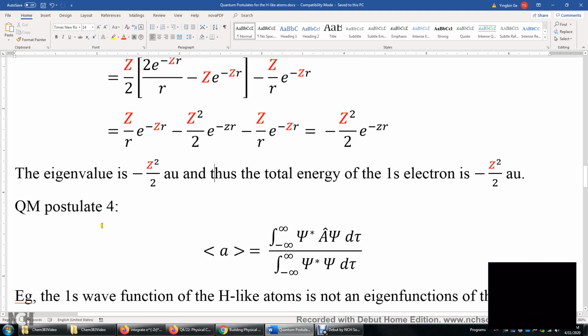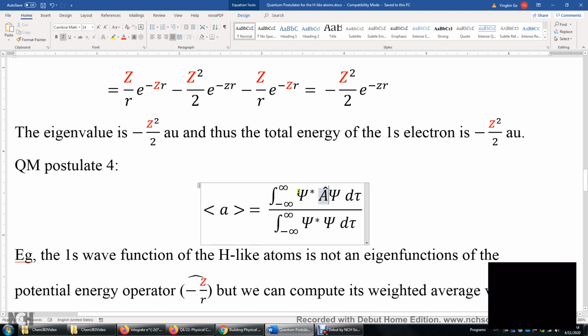How about postulate 4? Postulate 4 takes this form. The weighted average of the value of a physical observable A is equal to this fraction, and on top you have the integral of psi star times this A operator being applied to psi.